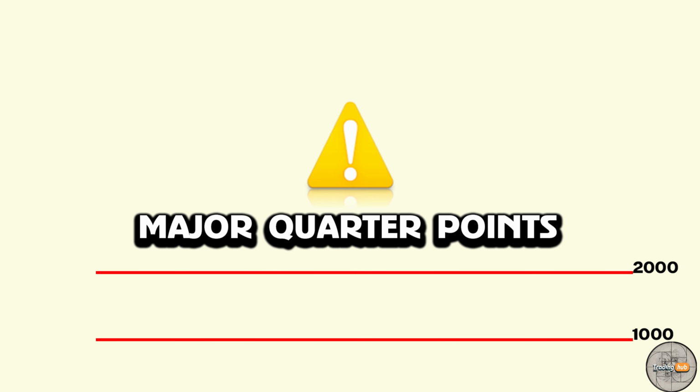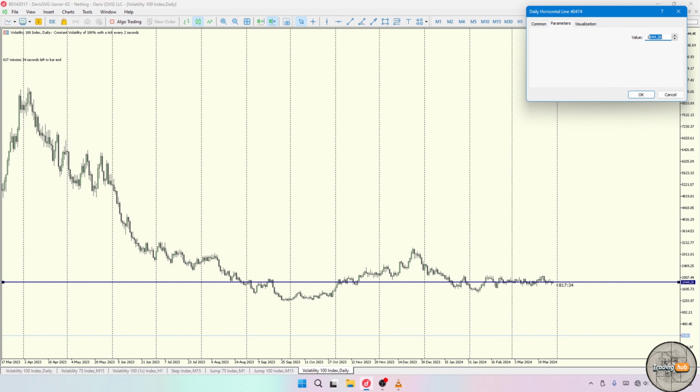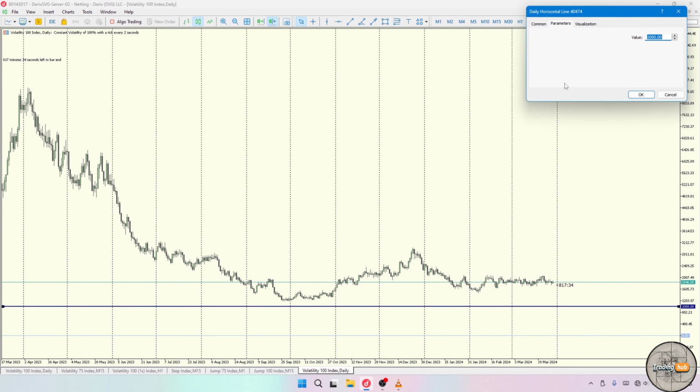So there are major quarter points, 1000, 2000, 3000 and many more. They are basically whole numbers. So let's start plotting the whole numbers first. So we start by plotting 1000. Then we give it a red color.